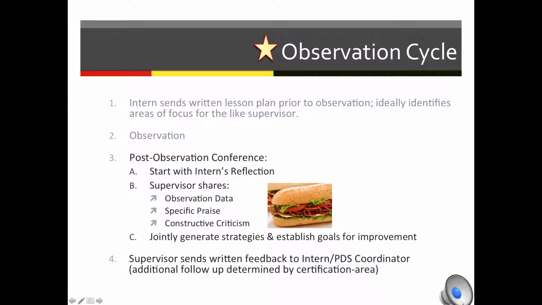Step 3 of the observation cycle is going to be that post-observation conference where you sit down and you debrief. You're going to talk it through with the intern. We always want to start with the intern's reflection. In the handbook, you'll see there's a tool that has the intern do some initial writing of their reflection. What do they think went well? What's their evidence for that? What do they think didn't go as well, or were areas for improvement, and what's their evidence for that?